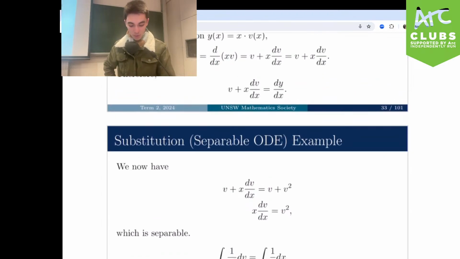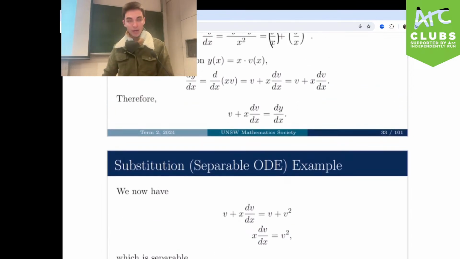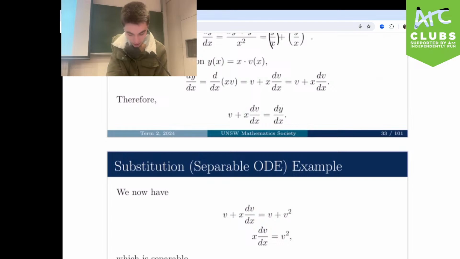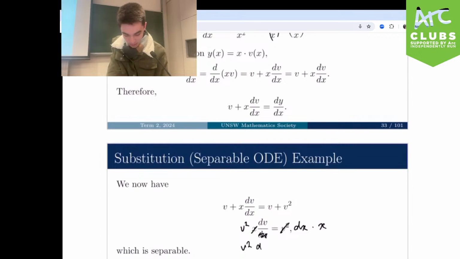And now this is separable, right? We can separate all the v's and all the x's on separate sides of the equation and get something that's much easier to integrate. So in this case, we multiply through by dx, we divide through by v squared, and we divide through by x. So on this side we have v to the minus 2 dv is equal to 1 on x dx. Sorry, that should be a 1 on x.